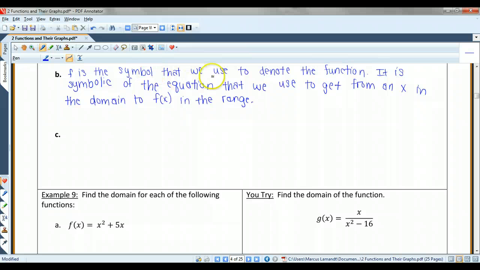f is the symbol that we use to denote the function. It is symbolic of the equation that we use to get from an x in the domain to f of x in the range. So if I say f of x equals some equation, from then on, everywhere you see an f, f represents a full equation. It's not just one number, it's not just one variable, it actually is a whole thing.